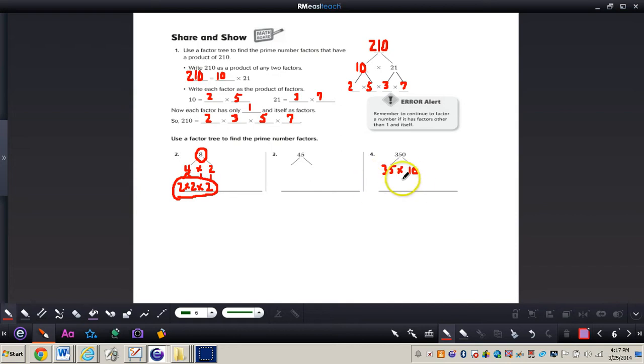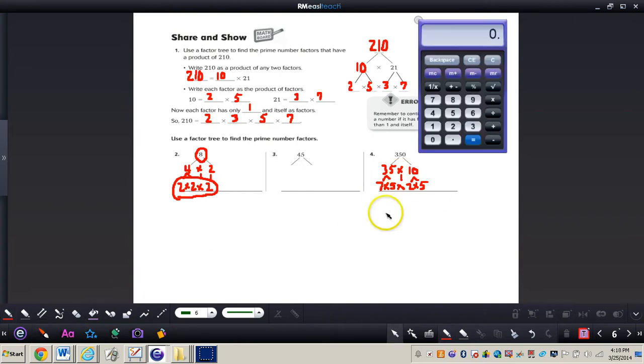Okay, now from here, we're going to break down my 35. I know 7 times 5 equals 35. I'm going to drop down my multiplication sign, and for 10, I know 2 times 5 equals 10. Now, there's not any other number other than 1 you can multiply by to get to 7. Same with 5, same with 2, same with 5 again. So these are all prime numbers.